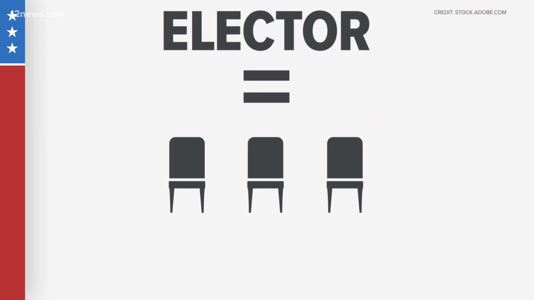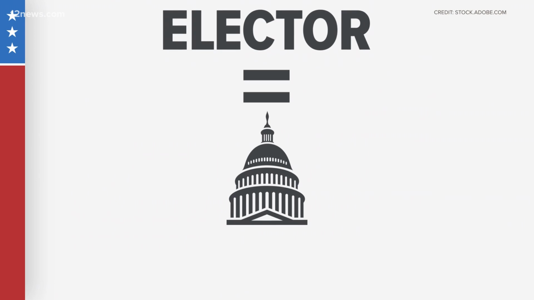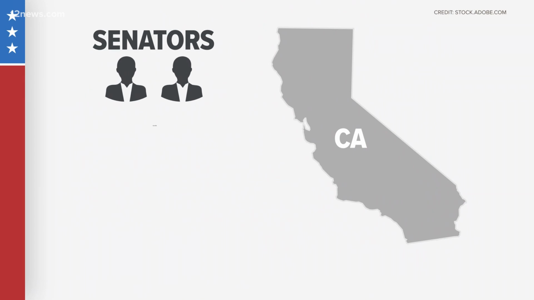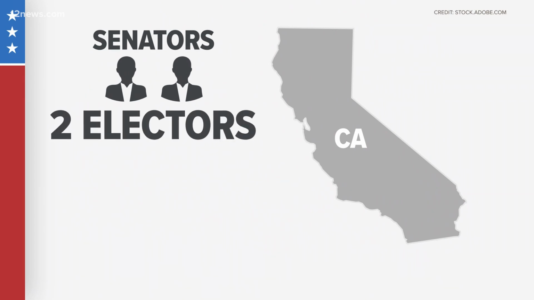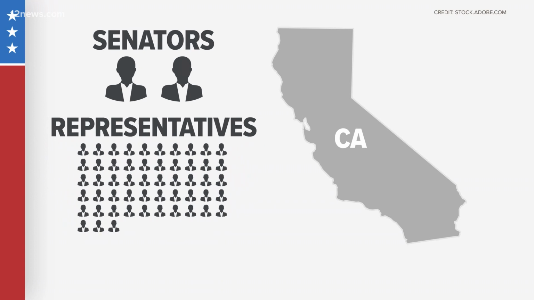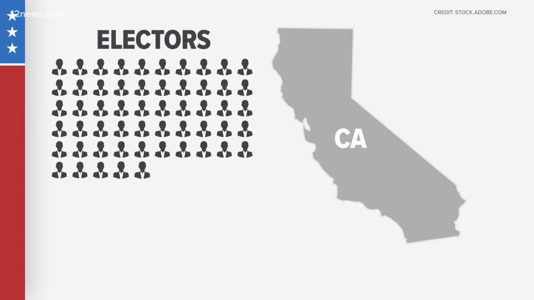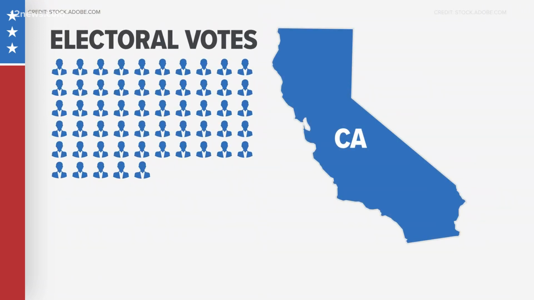The number of electors in each state is determined by how many seats in Congress that state has, and that number is based on the state's population. So for example, let's look at California. Every state has 2 senators, so right off the bat, that's 2 electors. California, the most populous state, has 53 representatives in the House, so the Golden State gets 55 total electors. Whichever candidate wins California will get all 55 electoral votes.